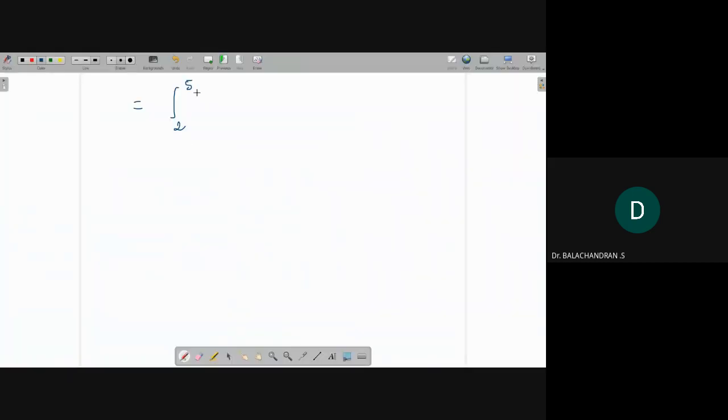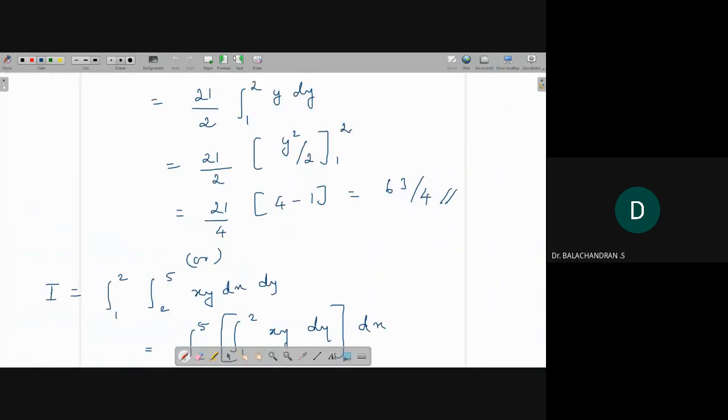So integral 2 to 5. Now I am going to integrate with respect to y. So keep x constant. So x into y squared by 2.